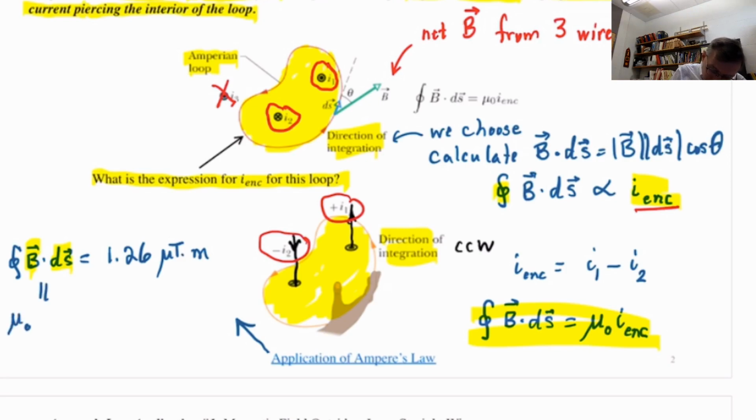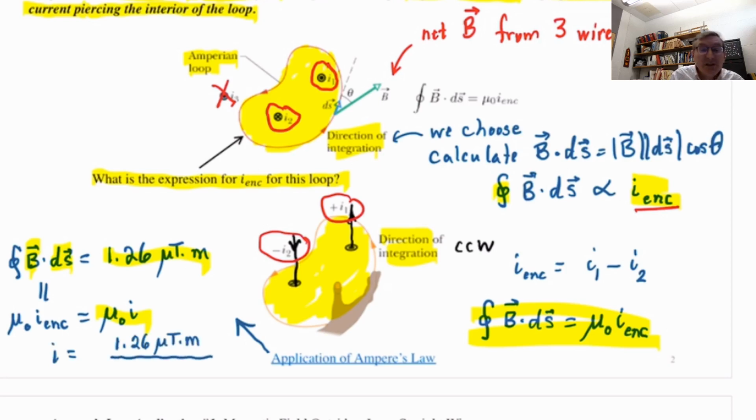Now, according to Ampere's law, that magnetic circulation must equal mu zero times the current that's enclosed or encircled by the path. And that's just the current in the wire in this case, right? I. So I'm going to set this equal to this and solve for I. Okay? I equals 1.26 microtesla times meter over mu zero, right? That's what it is, over mu zero.